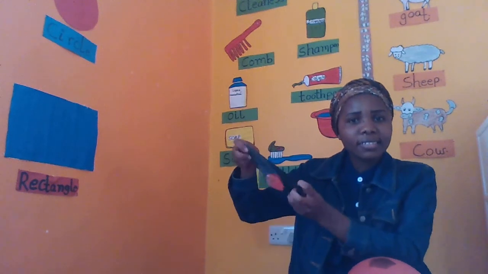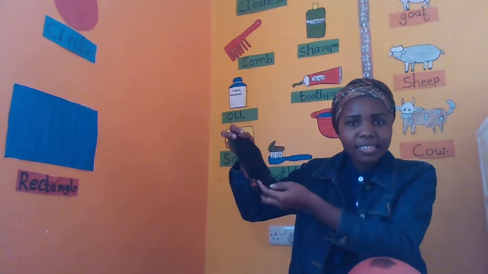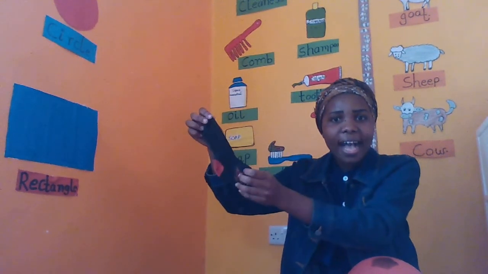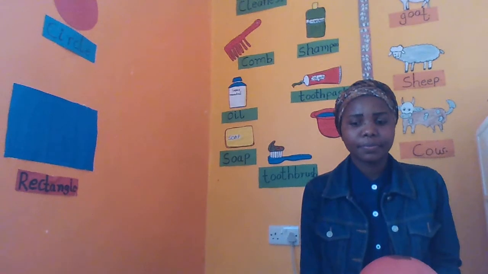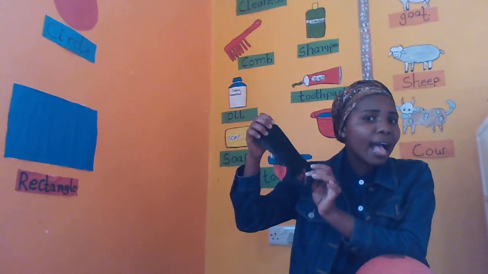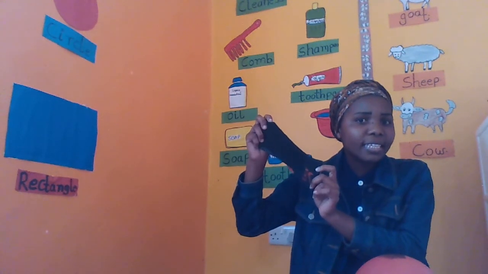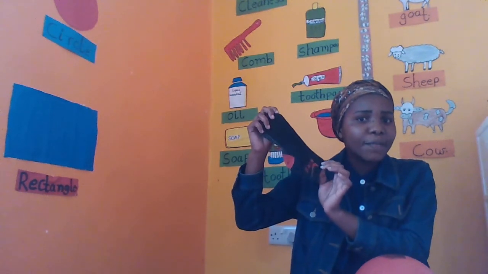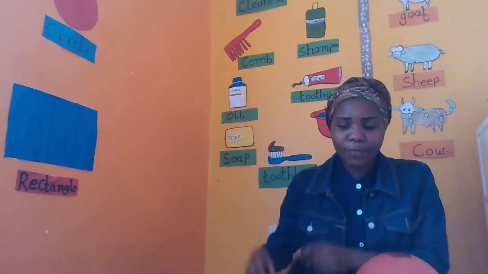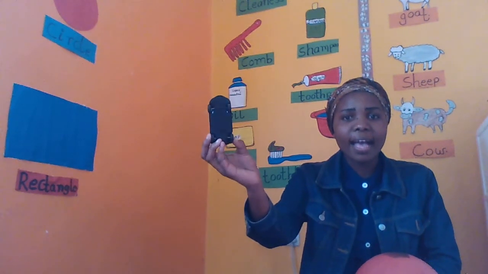A sock. What is this? A sock. Again. Very good. How about this one? A car. Again. Very good, children.